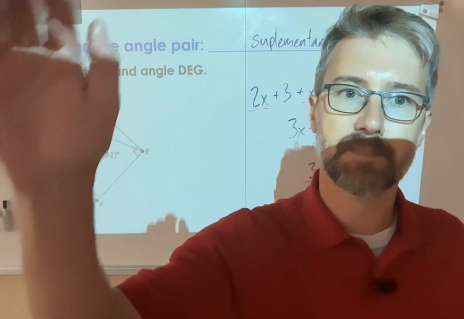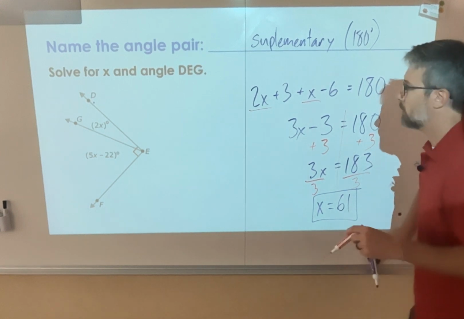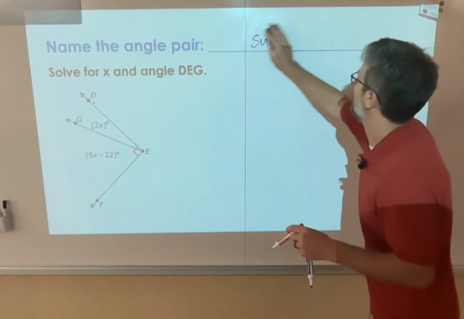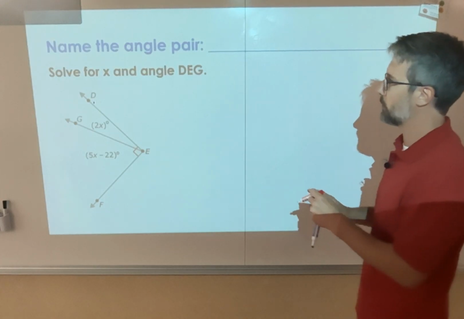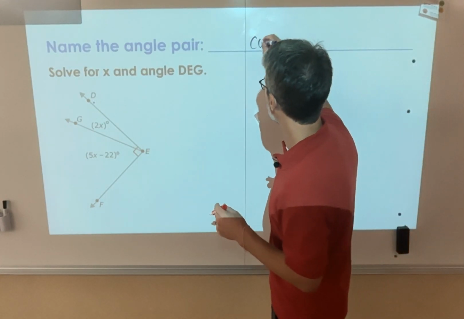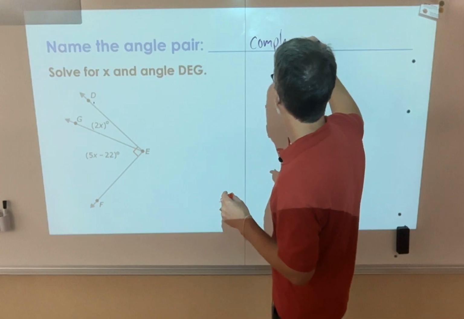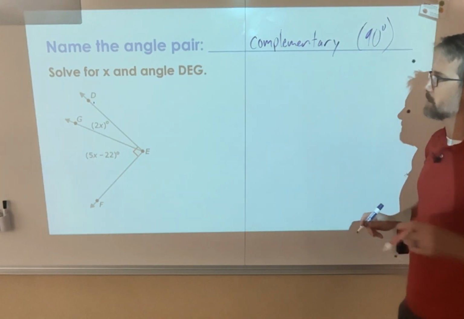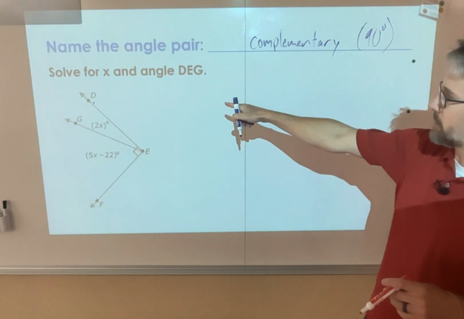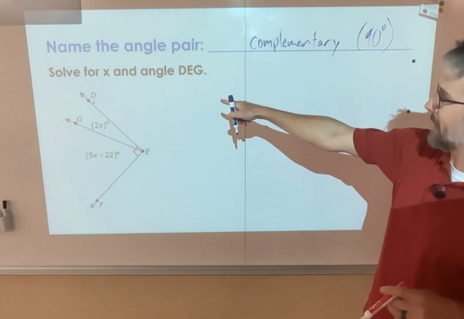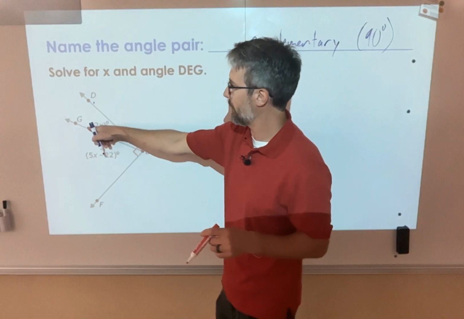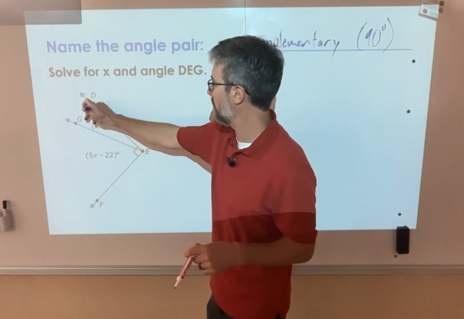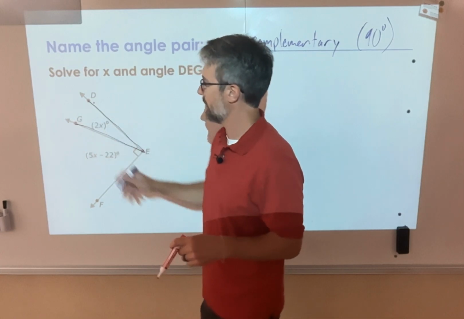All right, last one. Looking at this one, it's a right angle. That means it's 90 degrees. That means it's complementary. So 90 degrees. Solving for x and angle DEG. So now we've got a two-part one. We've got to solve for x and then plug it back in to figure out what DEG is.